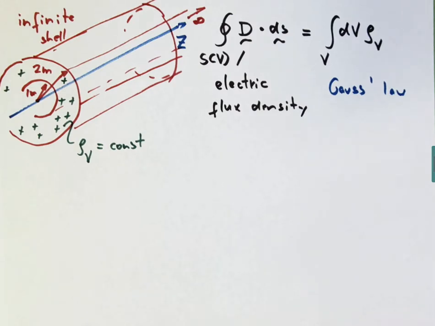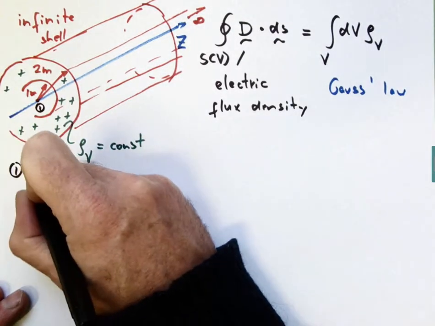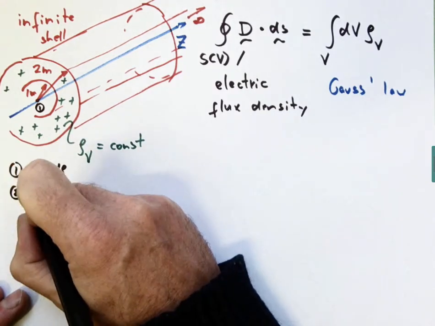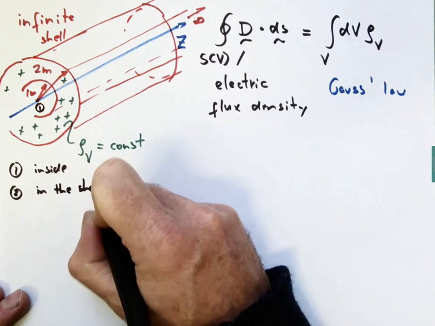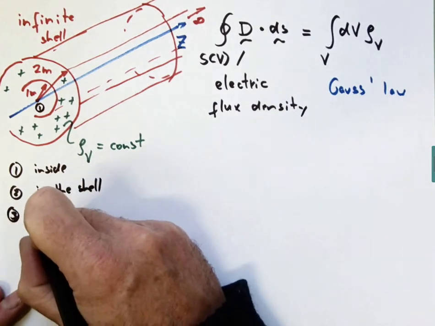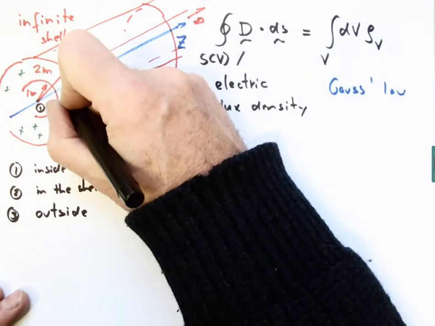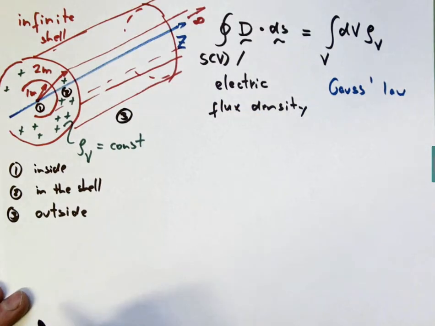We can see that there are three important regions. There is a region 1, which is inside. There is a region 2, which is in the shell. And then we have a region 3, which is outside the shell. And that requires us to split the problem into 3 parts.